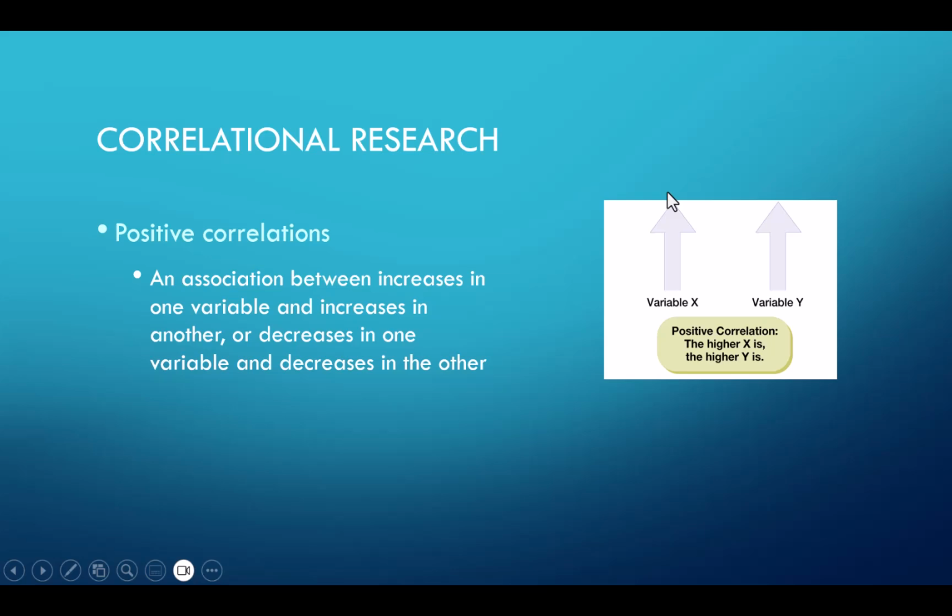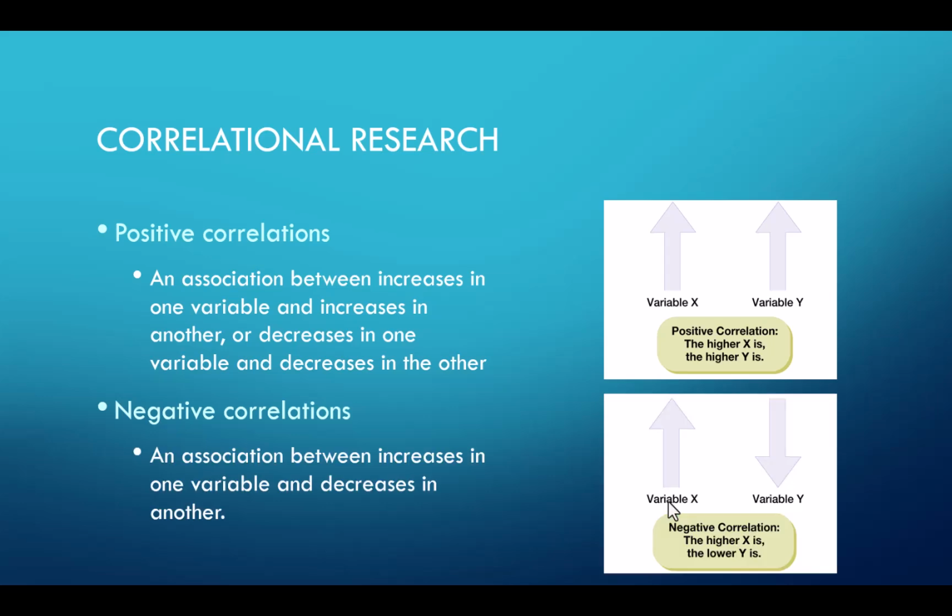If variable X increases, variable Y increases. The higher X is, the higher Y is. Or, on the contrary, as X goes down, Y goes down. Or the lower X is, the lower Y is. So they're moving in the same direction. On the other hand, negative correlations are an association between increases in one variable and decreases in the other. So you can see here as variable X increases, variable Y decreases. So the higher X is, the lower Y is. They're moving in opposite directions.